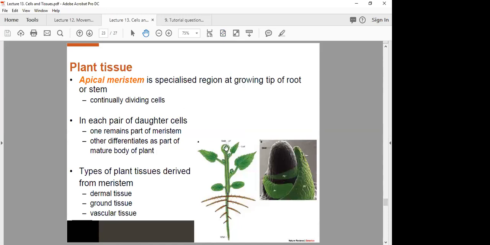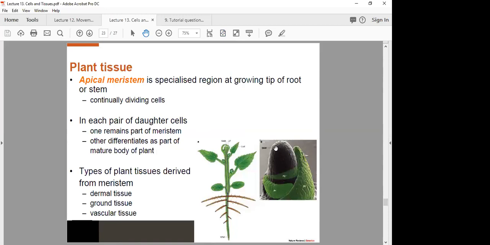All right, so at the very tip of the growing shoot, we have what's called the shoot apical meristem, abbreviated to SAM. At the growing tip of the root, or rather just behind the growing tip, we have the root apical meristem, and this is abbreviated to RAM. Here we have a scanning electron microscope image of the shoot apical meristem. So it's found just here.